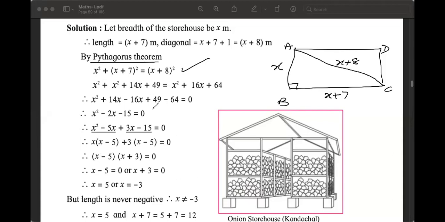It is simplified to convert into the equation in general form, and then solved using the factorization method to get x equals 5 or -3. Now, length and breadth, no distance can be negative, so we are only taking x equals 5. From x, we can find x plus 7, we can find x plus 8, we can find anything that we want.